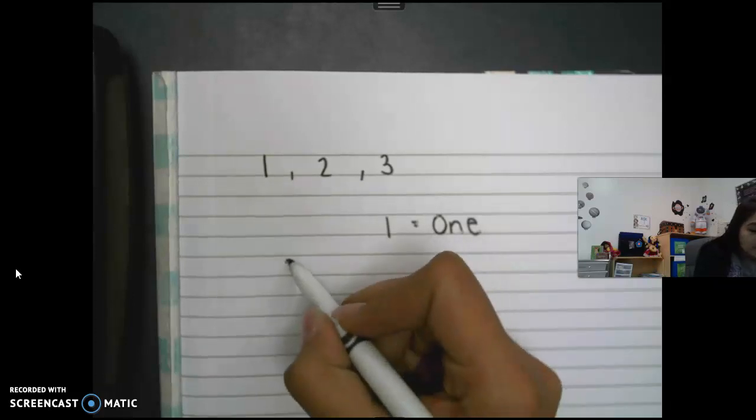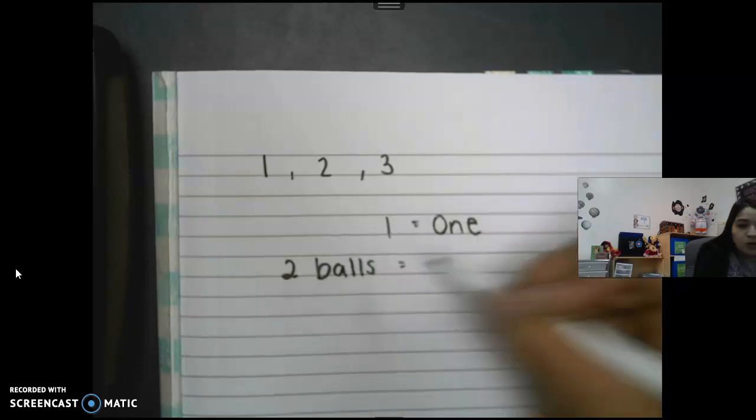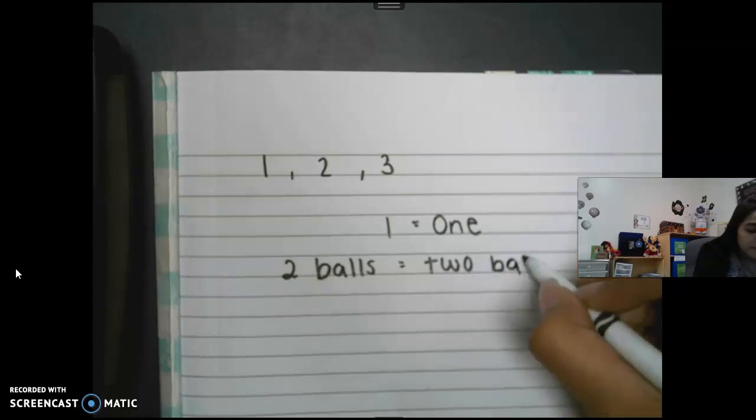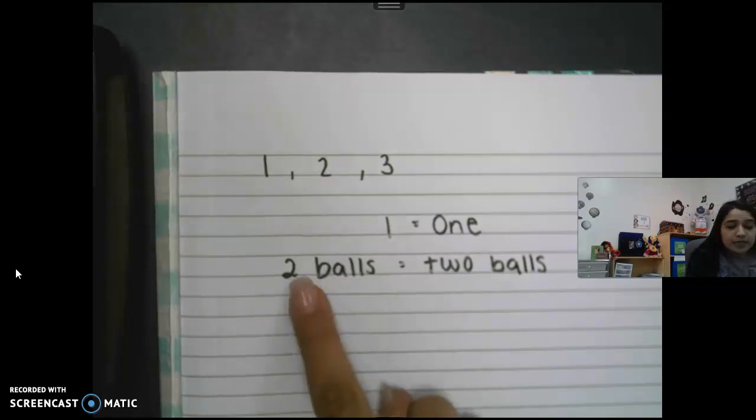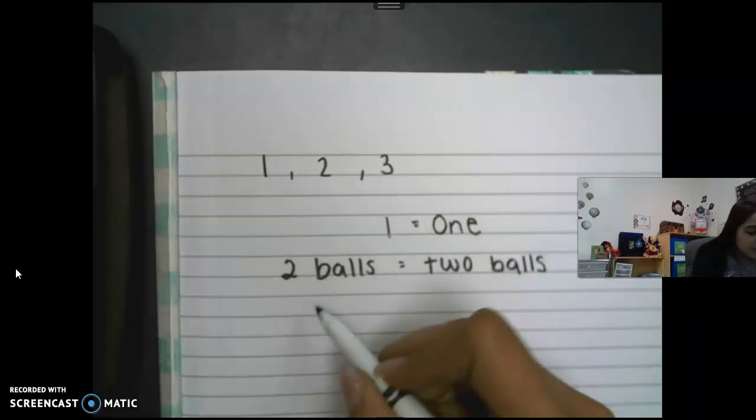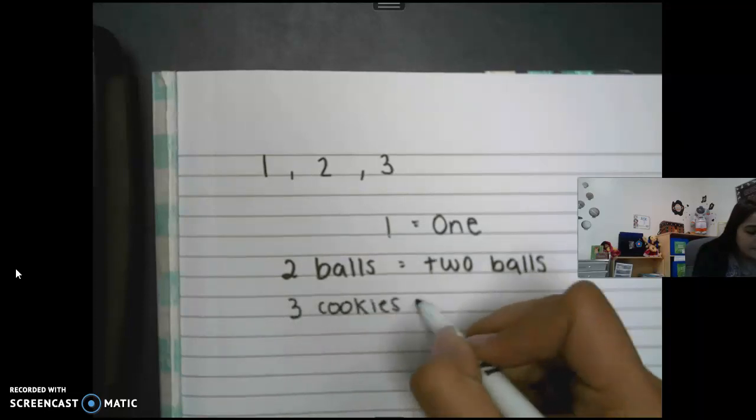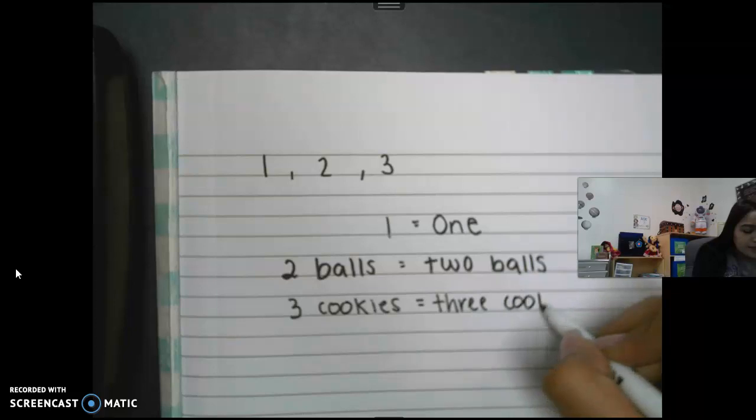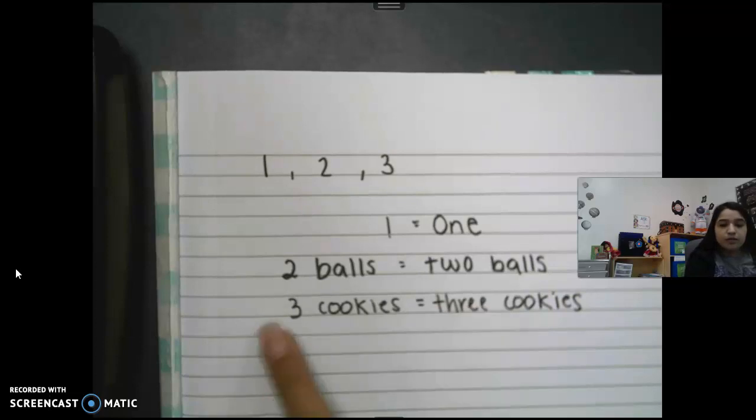So you can see in word problems, sometimes it says 2 balls, or sometimes it's written out, two balls, which mean the same thing, they are just written differently. This is digit form and this is word form. Same thing for 3. Let's say you have 3 cookies. You can see 3 cookies or three cookies. They're just written differently.